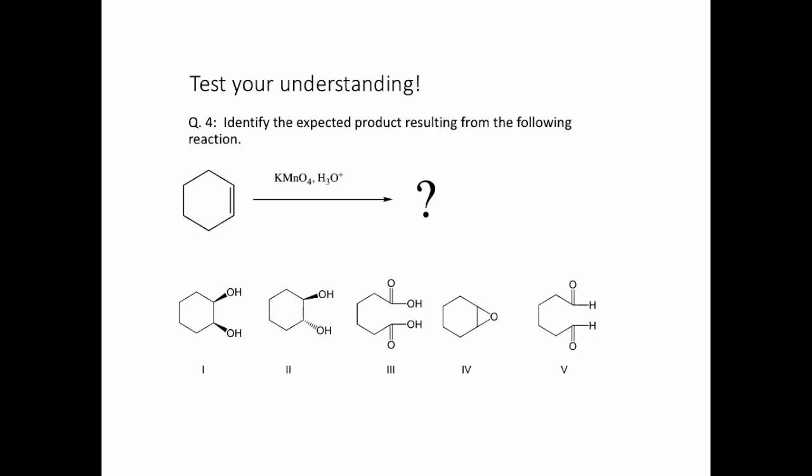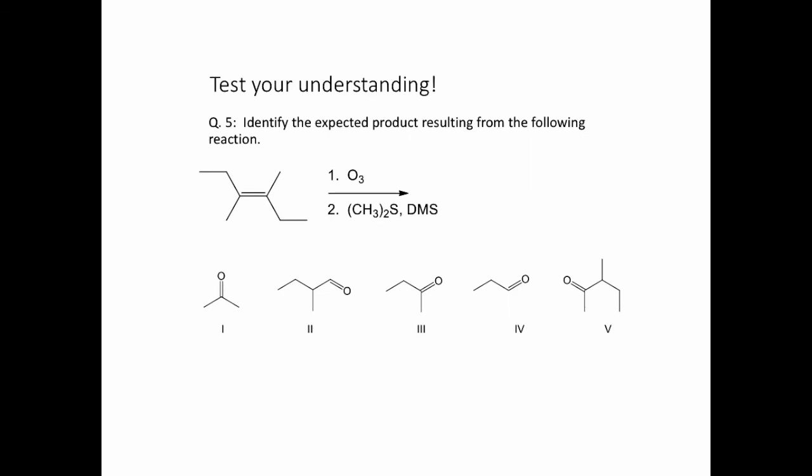Question 4, what if you use KMnO4, potassium permanganate, and acid? What product would you get here? As a hint, this is going to be one of those oxidative cleavage reactions. And I didn't show you one with a cyclic alkene, so this is a bit of a stretch to see if you understand the concepts. Now here, you're reacting this alkene with ozone, followed by dimethyl sulfide. What would the expected product be?